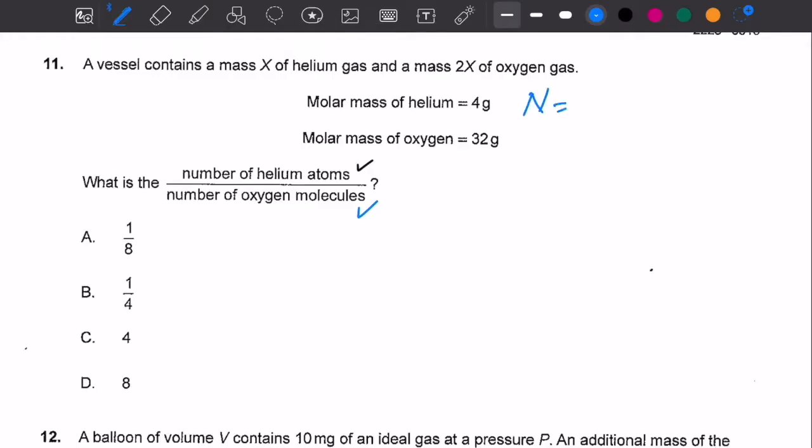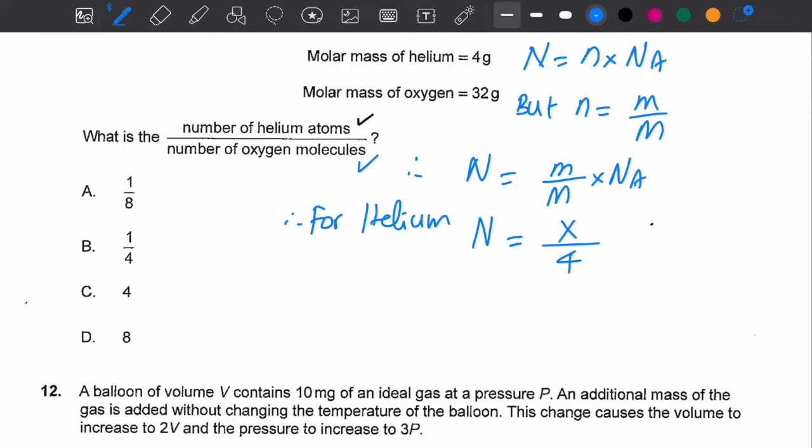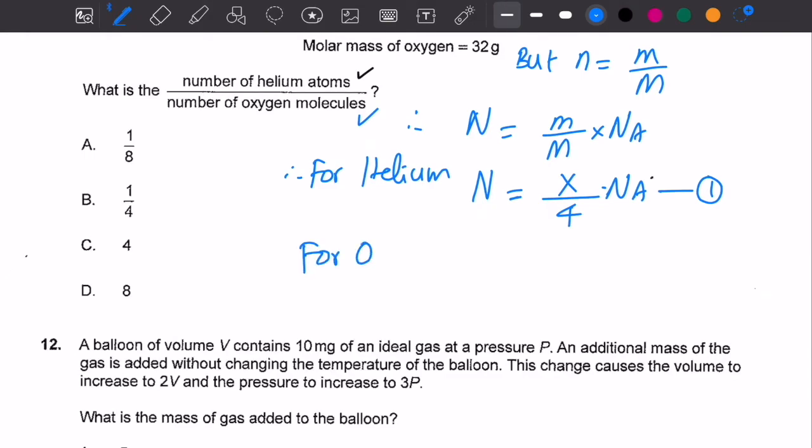The number of molecules is the number of moles times the Avogadro number, but the number of moles is mass divided by molecular mass, right? So the number of molecules is mass divided by molecular mass times the Avogadro number. So for helium in this example, the number of atoms, the mass is x, molecular mass is 4, times Avogadro number, first equation. For oxygen, the number of molecules is 2x, the mass is twice, 32 times Na, right? This is the second equation.